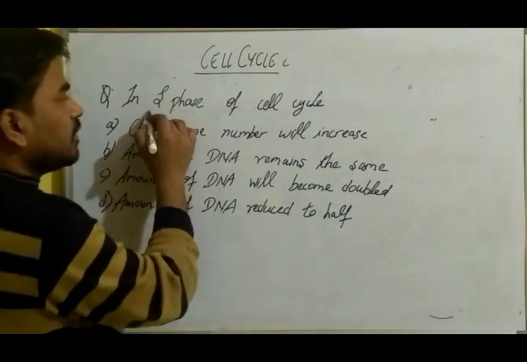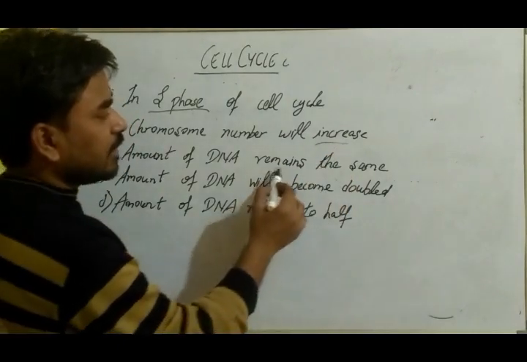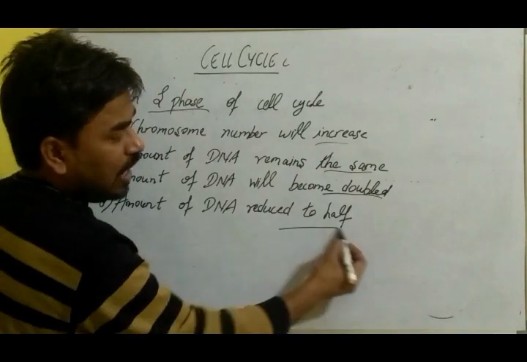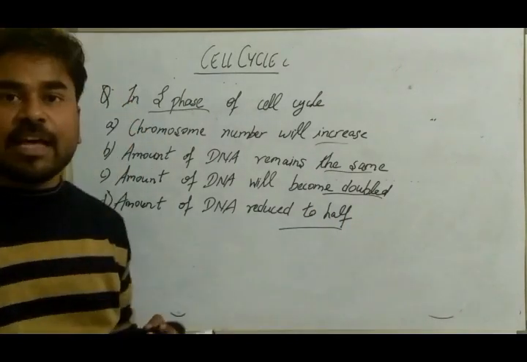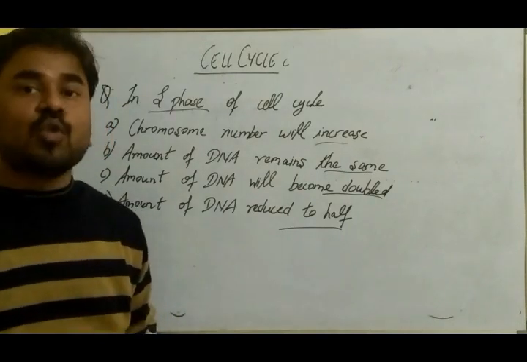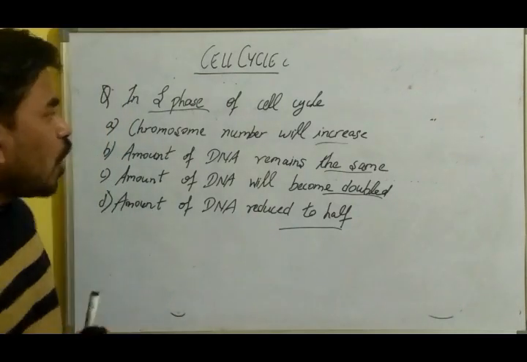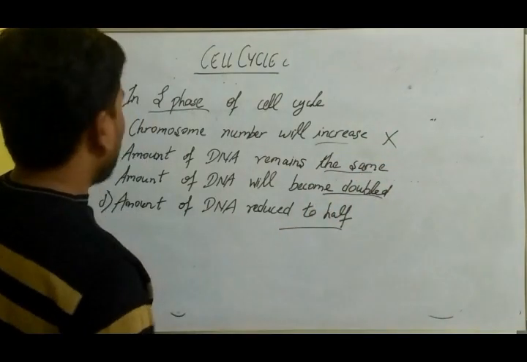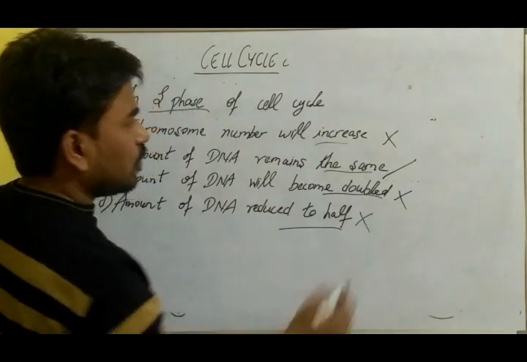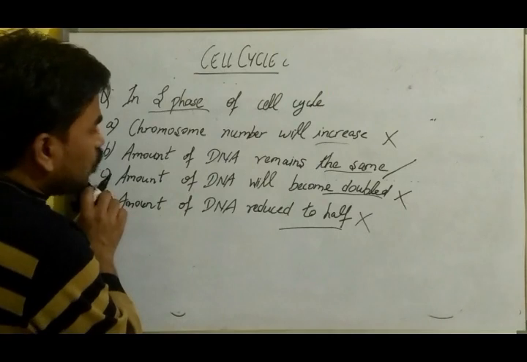So in the S phase, will the amount of DNA increase, remain the same, become doubled, or reduce to half? We have seen that in the S phase, the amount of DNA will become double in its volume, but the chromosome number will remain the same. Only the amount of DNA gets doubled. So option A will be wrong, option B will be wrong, C will be correct, and D will also be wrong. So now let's see one more question.